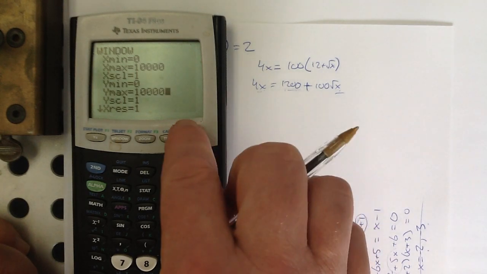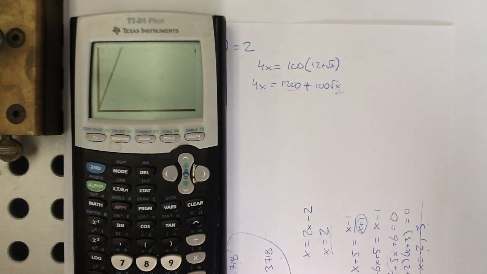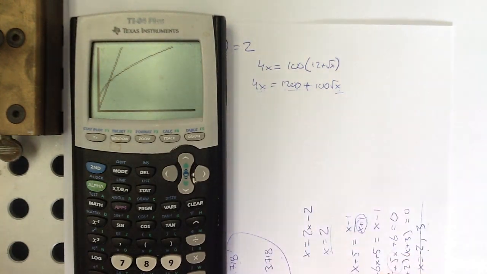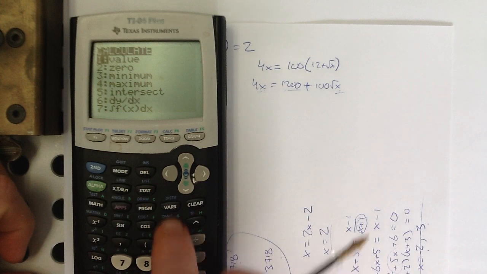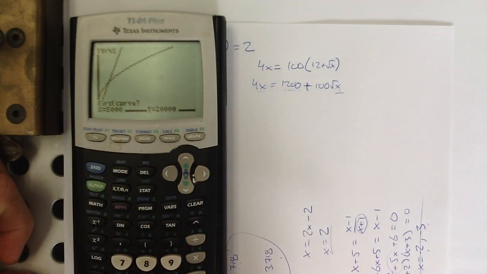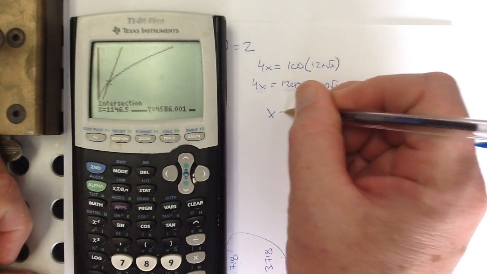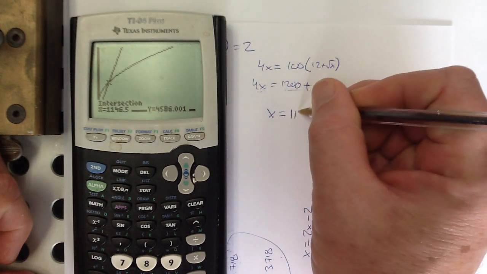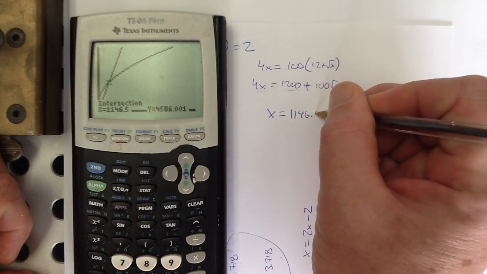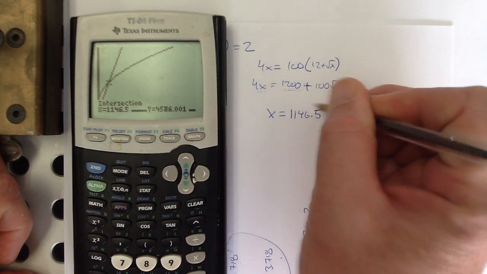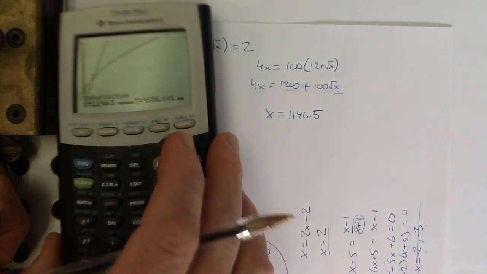Maybe this is going to be the one. There it is. So, looking for the intersection, intersect, first curve, second curve, boom. So it's at x equals 1,146.5. That's my intersection.